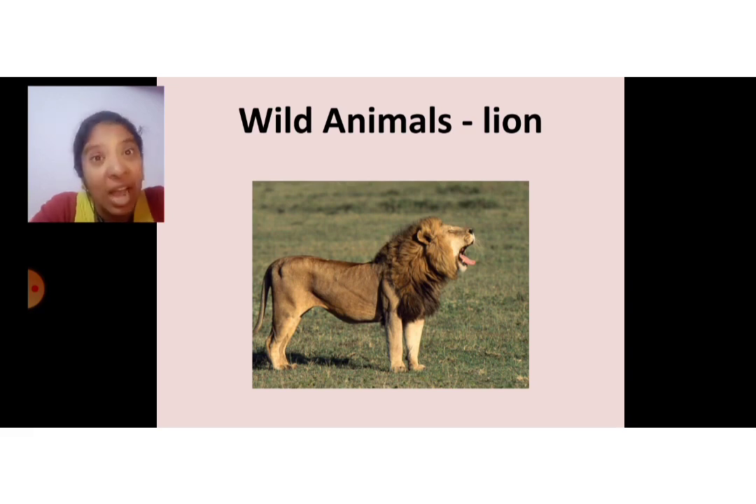Here comes the other wild animal, the lion. The king of the jungle is the lion. The lion roars. It has sharp teeth. It takes the flesh of other animals as its food. So the lion is a wild animal.